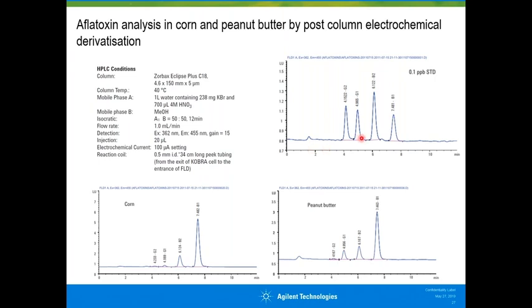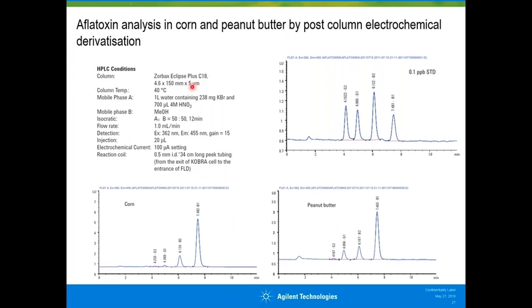And over here, if you can see, there are four important aflatoxins, B1, B2, G1, G2, that are commonly tested. Here we have taken an example of peanut butter and corn. The limit achieved, LOD, that means limit of detection, is 0.1 ppb in the standard itself, which is very good. This chromatogram depicts the corn sample and peanut butter sample, injected under the same conditions. The method is quite simple.